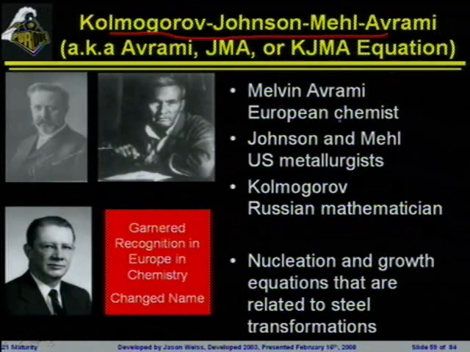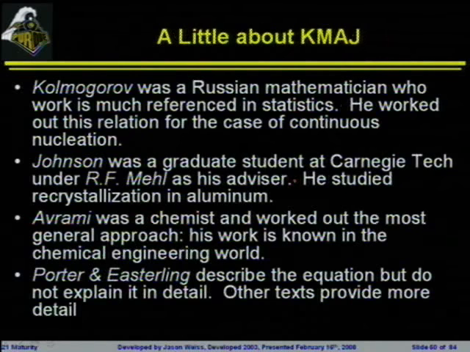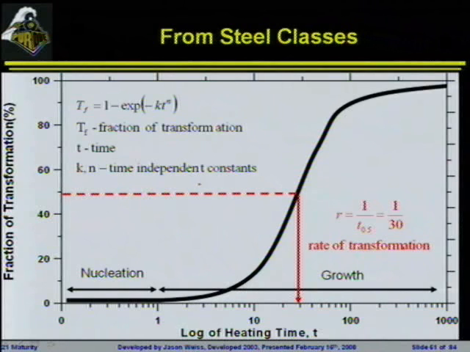So to take you back a step, and here's a little bit about all these different guys and what they were doing. But to take you back a step, a lot of times in steel classes or more conventional material science classes, you will see an equation that looks something like this, where it basically tells you the fraction of the material that's transformed at any time is equal to 100% transformation minus the exponential of a rate constant times the time raised to some exponent.